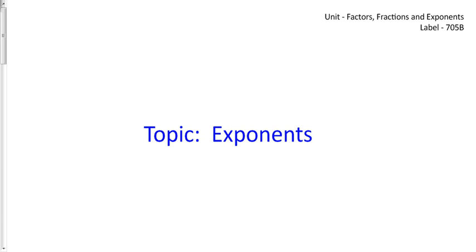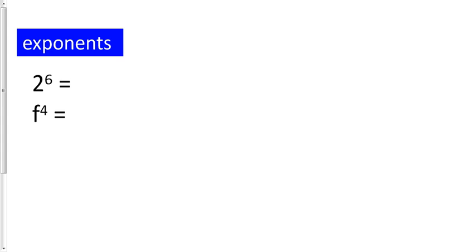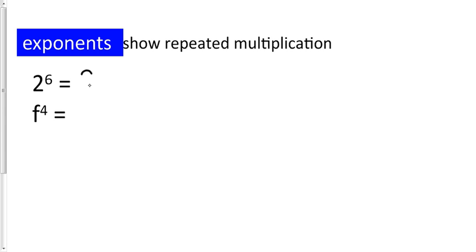In this video, we'll review exponents. So exponents show us repeated multiplication. The way I would read this first one is 2 to the 6th, and what it is telling me is that I'm going to use 2 as a factor 6 times. So that's 1, 2, 3, 4, 5, 6.